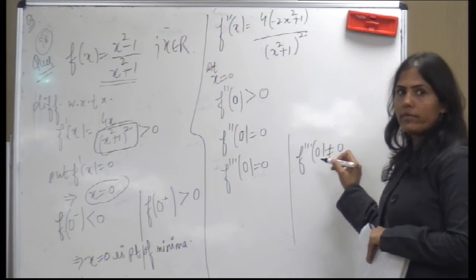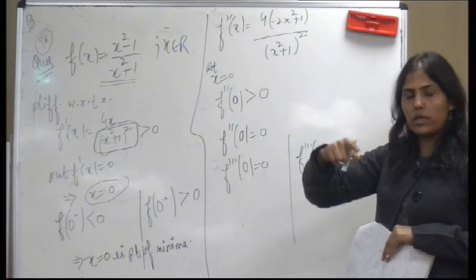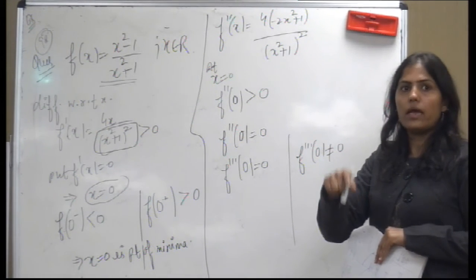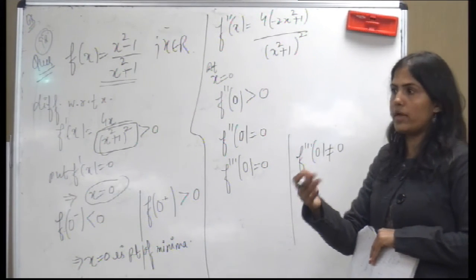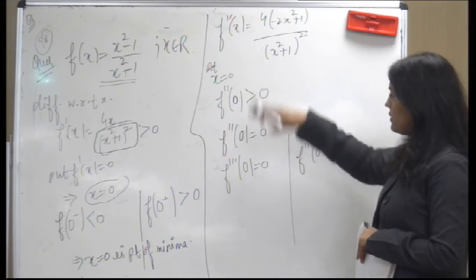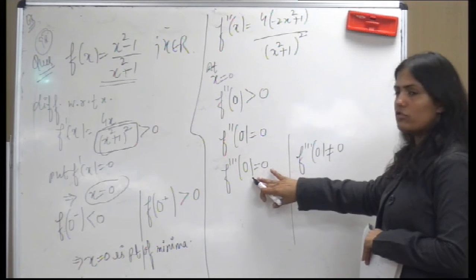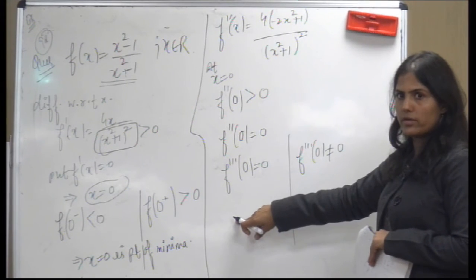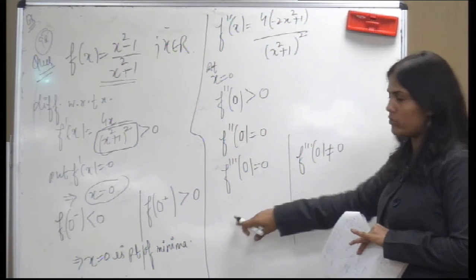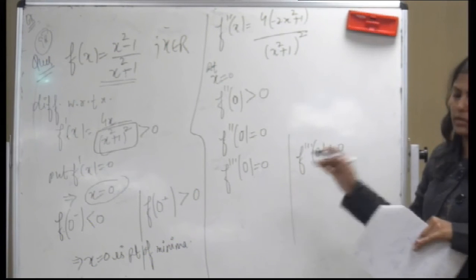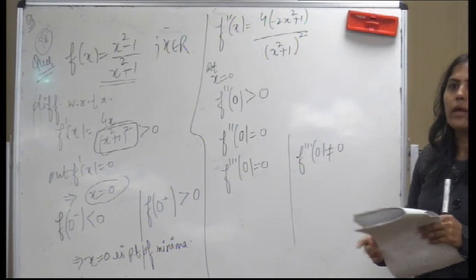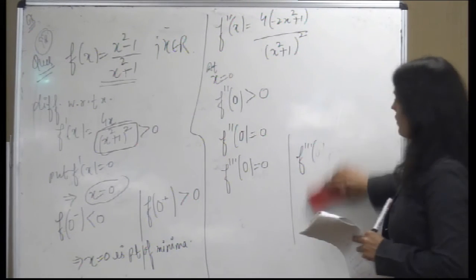If odd derivatives are 0, you go to even derivatives, and according to the even derivatives you check the behavior. Is it fine? So if you get this situation, you will go to the fourth derivative to know the maximum or minimum situation. If this is the situation, then you will say that x equal to 0 is neither a point of minima nor a point of maxima. Is it fine? I think now it is clear to you.